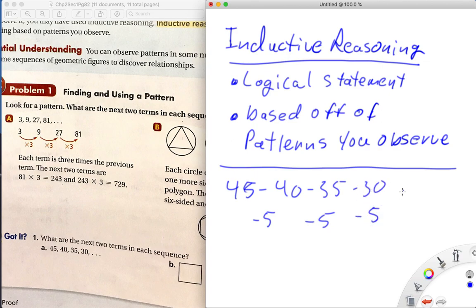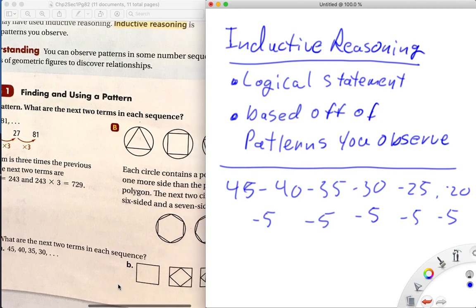So the next two terms are probably going to be 25 and 20, just assuming that we're still minusing the 5, minusing the 5. This is an example of inductive reasoning. We see a pattern and we can make a statement, a logical statement, or some type of guess or some type of inference based off of the pattern that we see.